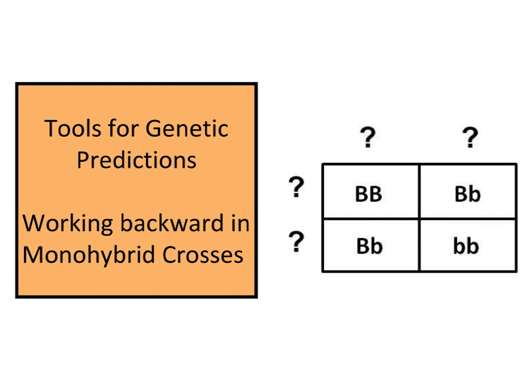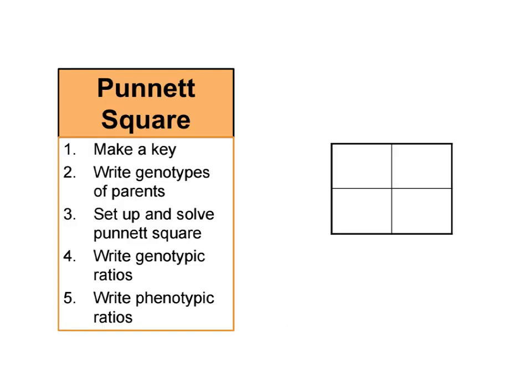In real life, there's often missing information about the genotypes of the parents. This can make a problem seem impossible to solve. What do we do if the information that we're given is for the inside of the square and we don't know what goes on the outside of the square? Well, in this case, we're going to still use those 5 steps for solving a Punnett square.